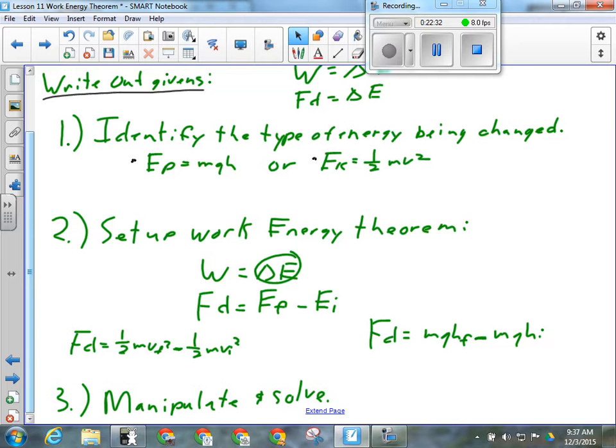So again, it comes down to being able to understand the question. When you read the question, it becomes a reading comprehension thing. When I read the question, was there a change in height or was there a change in speed? What does that mean for me? Well, if it's a change in height, it means potential energy is changing. If it's a change in speed, it means kinetic energy is changing.